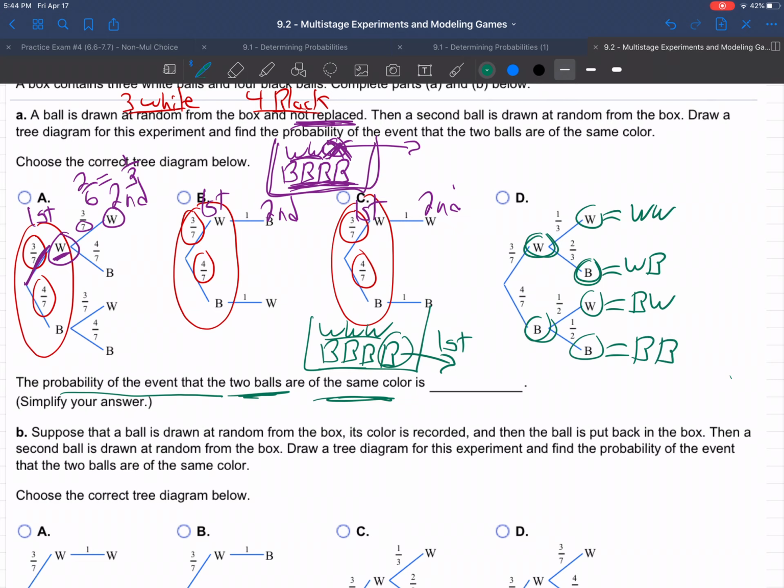What are the probabilities of these various things? You just multiply 3/7 times 1/3, cross cancel, 1/7. That's the probability of getting white then white. What's your chance of getting white then black? Well, it's 3/7 times 2/3.